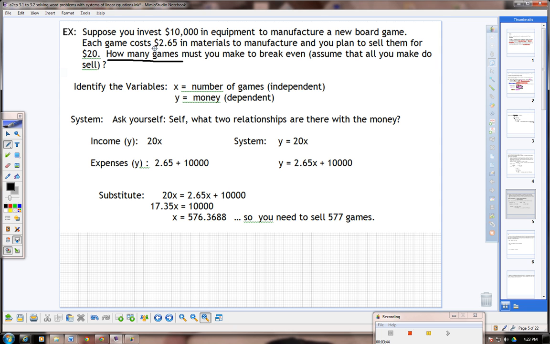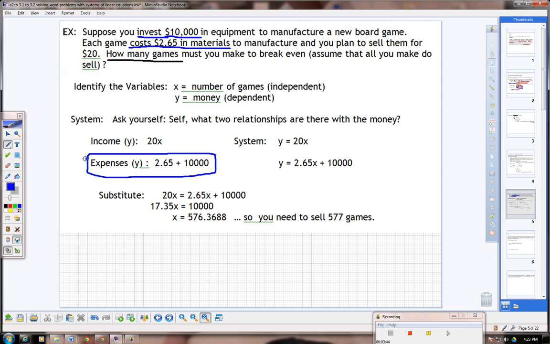So we look up here with the money. Well, you invest $10,000 in equipment to manufacture a new board game. Invest, okay? Each game costs $2.65 in materials, okay, and you plan to sell them for $20. So we have a lot of upfront costs up there. The upfront cost is $10,000 because you're investing. That's still costing you money out of pocket. And each game costs $2.65 in materials. So those are the costs. Those are our expenses, okay, highlighted right here.